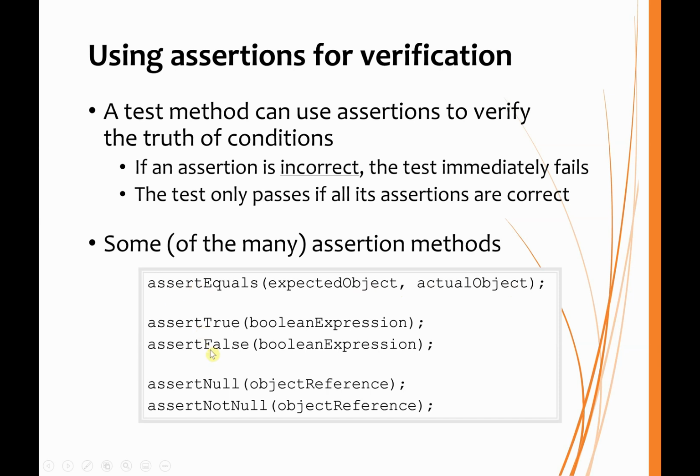Assert true and assert false will look at some Boolean expression, and if it is true, this assertion passes, but if it's false, that assertion fails. So we just need to pick the correct one that we're wanting to verify. We can do something similar with object references. We can assert if that object reference is null or not null, and again the assertion will either pass or fail, and that will determine the outcome of the test.